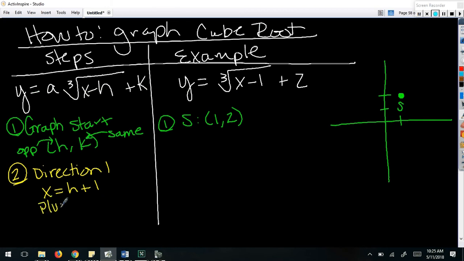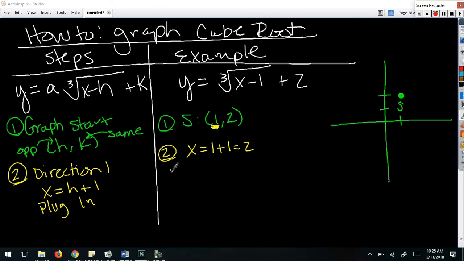And plug in. Okay, so where is your H at, Andrew? What's your H? No, H. 1. So 1 plus 1 is 2. Hold up. Okay, so I haven't plugged it in yet. Right now, I just, hold on. Everybody sees where the 2 came from, yes?